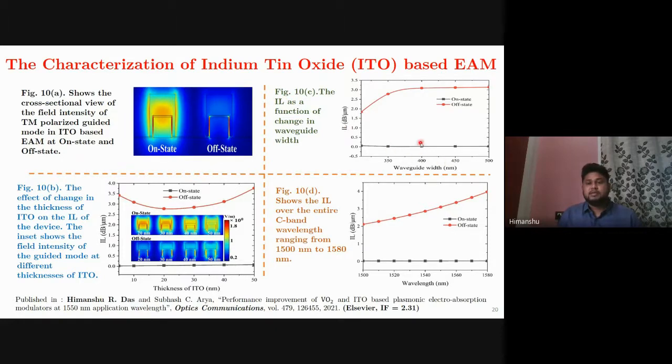And coming to figure 10C, here it shows the effect of change in waveguide width on the IL of the device. So here, from this graph, we are selecting a suitable waveguide width, which is around 400 nanometer, because we can see that the IL of off-state increases, but from 400 nanometer, it is almost constant. Therefore, we choose 400 nanometer as the waveguide width to achieve maximum ER and FOM. Also, figure 10D shows the loss at off-state and on-state over the entire wavelength range from 1500 to 1580. Since we are using the 1550 communication wavelength, at 1550 the insertion loss observed at off-state is around 3.09 dB per micrometer, and at on-state it is around 0.025 dB per micrometer.